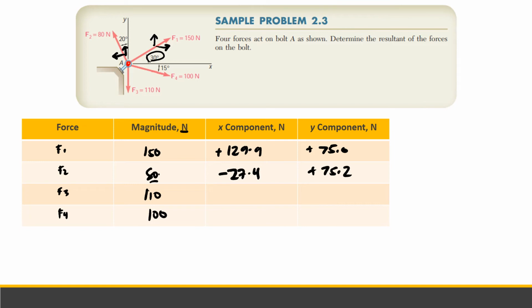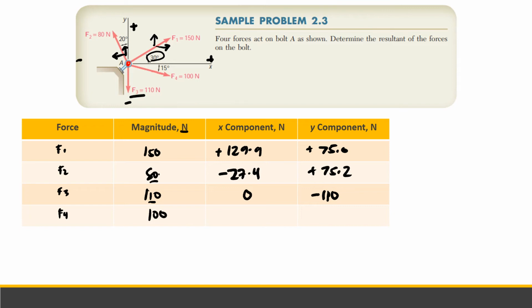So force 3 is directly downward, so it has no X component, so this is 0, and the Y component is the 110 magnitude, but negative in sign since it is a downward force. It is a standard convention that these are our positive signs. Aside from that, here we have negative X and negative Y.